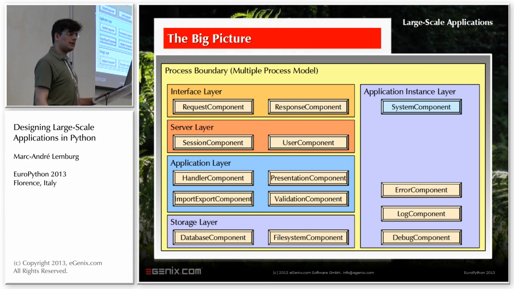Okay, if you put all this together, you get something like this. You have a process boundary, you have the interface layer, server layer, application layer, storage layer, you have components within those layers, and next to all this you have an application instance layer. And the application instance layer then provides facilities that are used by all the different other layers.